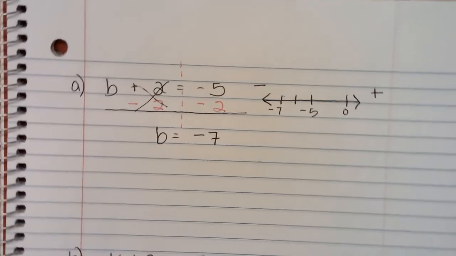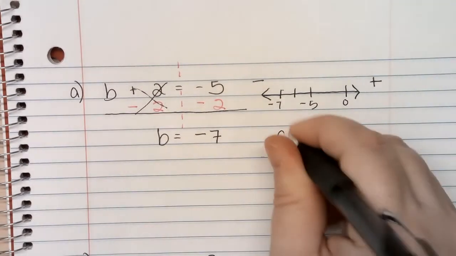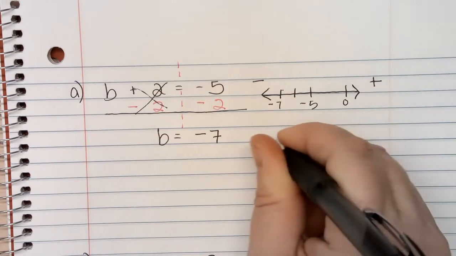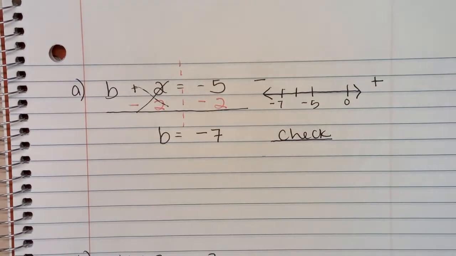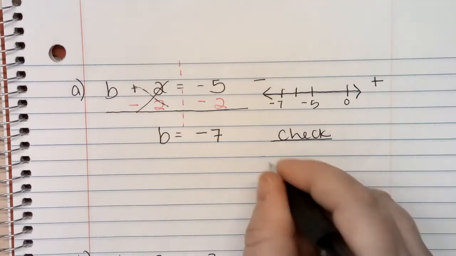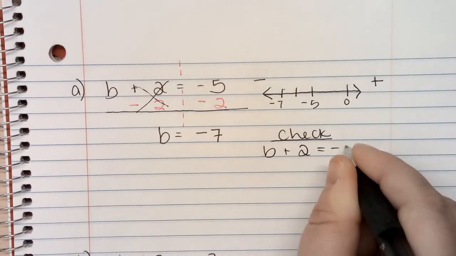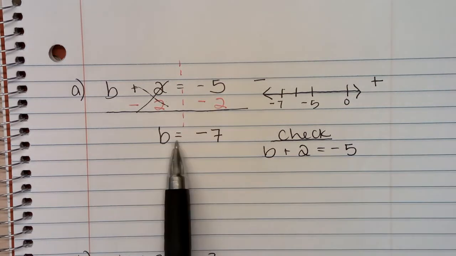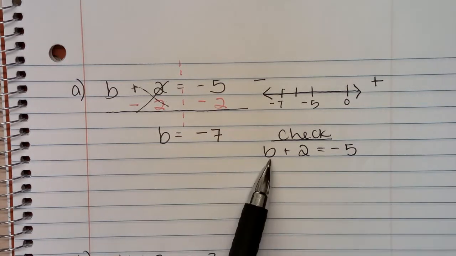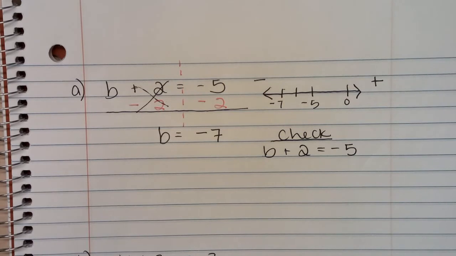So I have my solution, but I am going to check this. Negative numbers can be tricky. We want to make sure we're correct. So I'm going to rewrite the original, which is b plus 2 equals -5. Now I know b is -7. So I'm going to put a -7 where I see b.